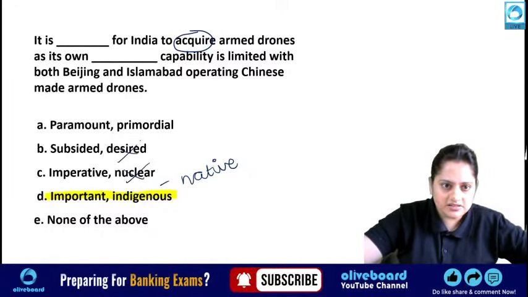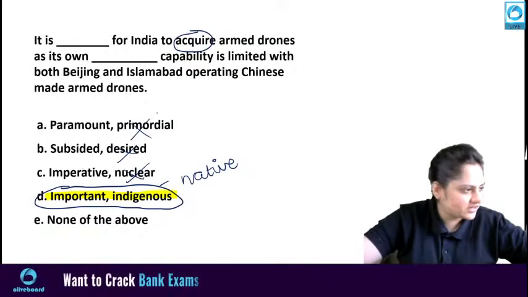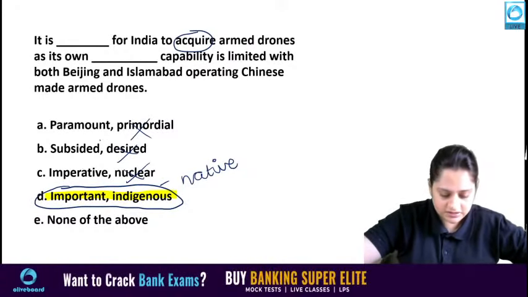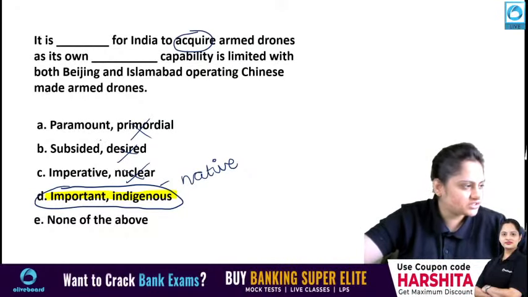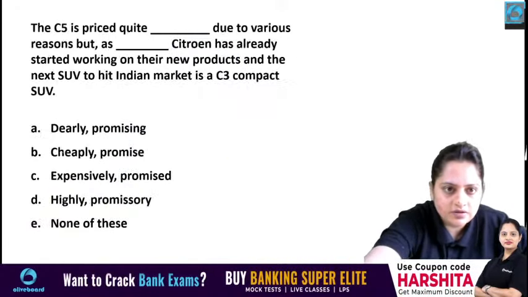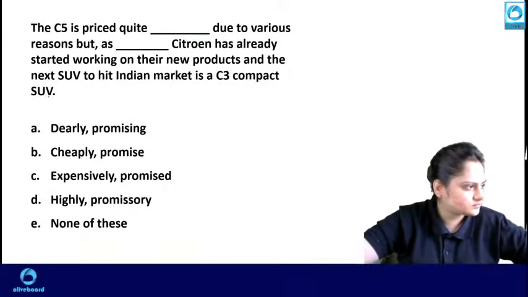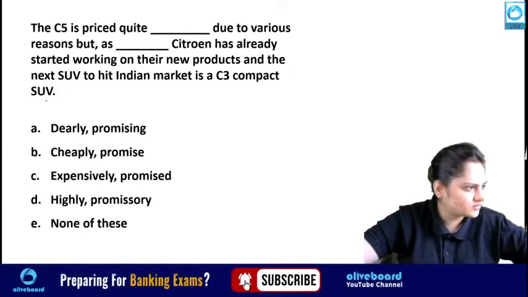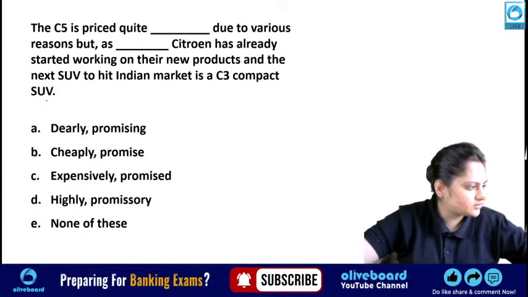So nuclear, desired, primordial, all cancel. Native, their own ability to create it. Local, domestically built. Indigenous is the word. From that you get your answer. So next one. C5 is expensive. Okay, tell me the answer here.